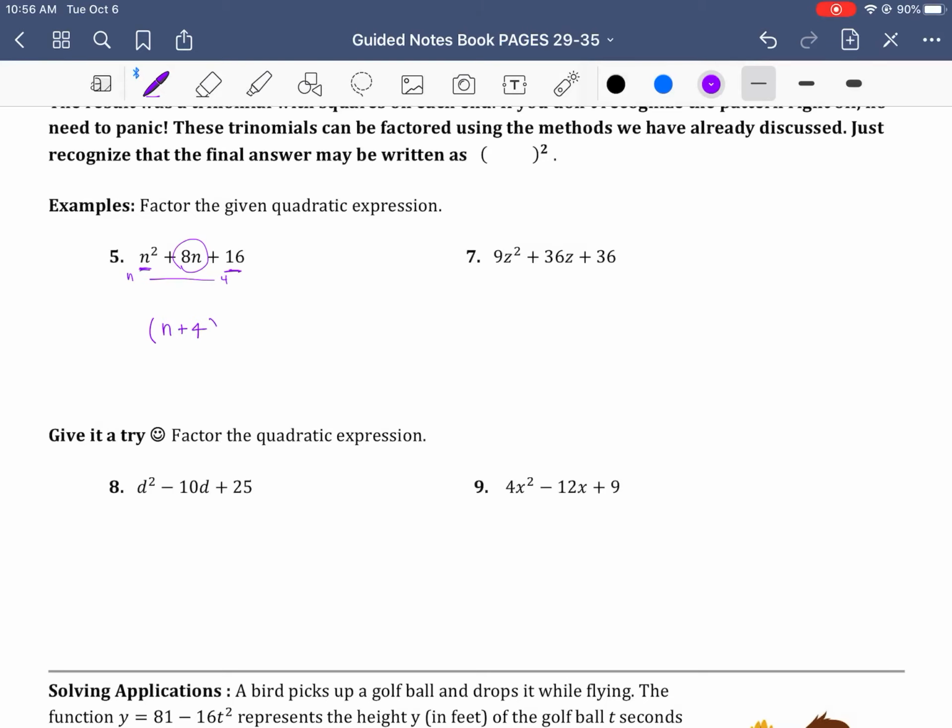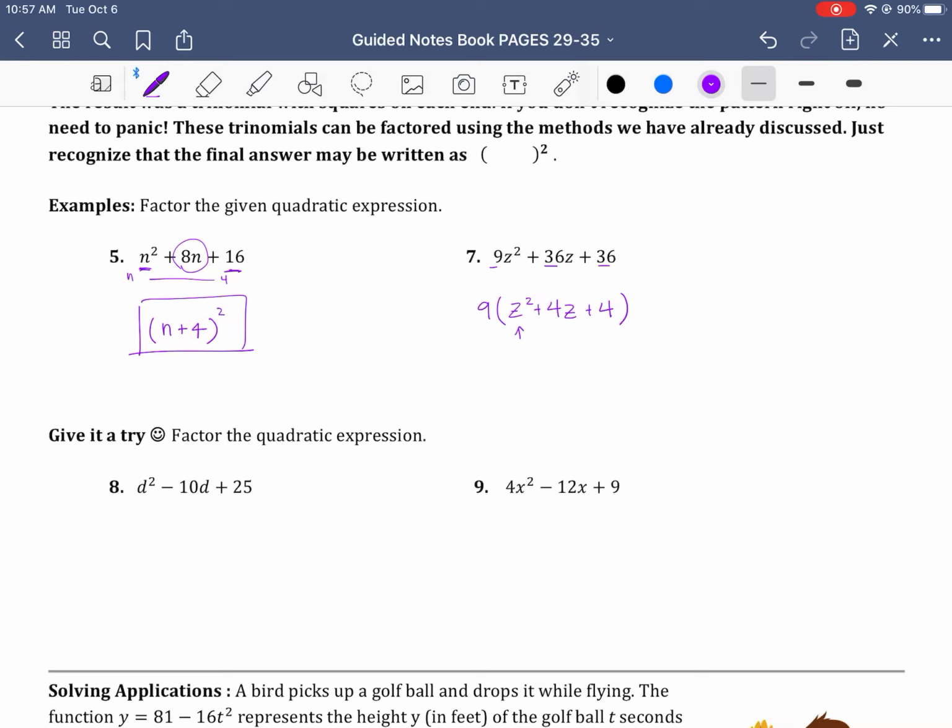So those pieces that you see there, squared. Again, if all else fails, just factor it like normal. Number 7, again, look for a greatest common factor here. It looks like a 9 can divide out of all of these. So if we divide out a 9, we get z squared plus 4z plus 4.